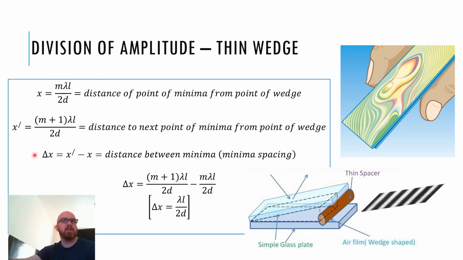So delta x, which is the distance between two minima, two black lines, is x dash minus x. Two formulas plugged in, do the subtraction, simplify down, and the difference between two lines is lambda L over 2d, and d is your separation. L is the length of the plates, d is the separation, and delta x is the spacing between two of these black lines. And that allows you to get the size of whatever object you're looking for, which would be d. And that's for thin wedge interference patterns.